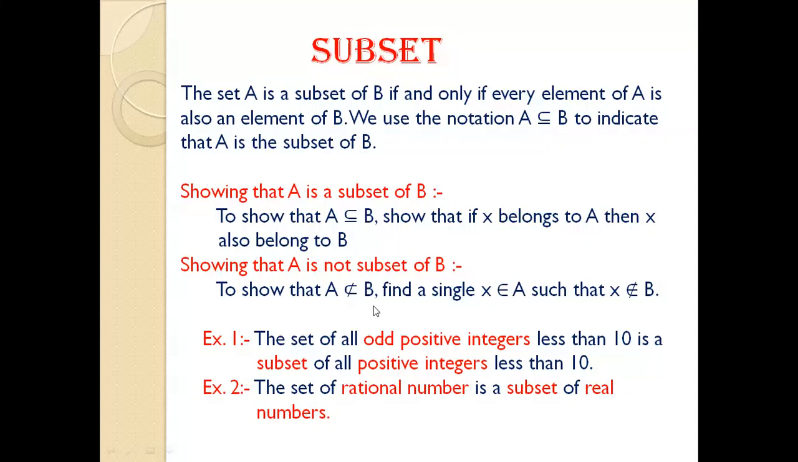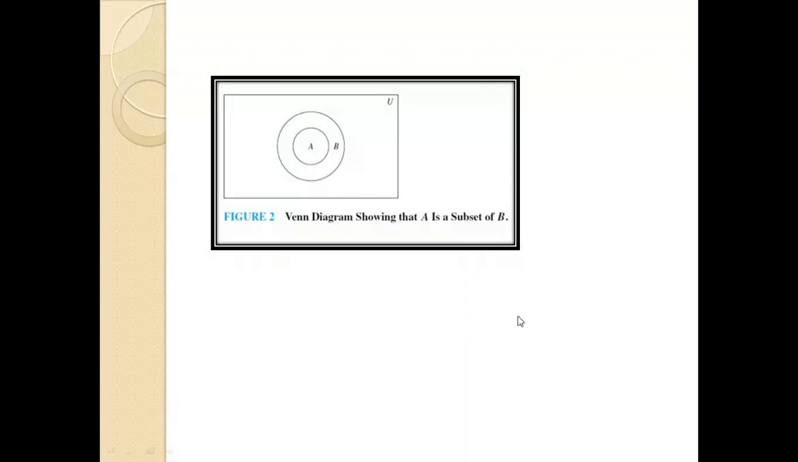Now we see examples. A set of all odd positive integers less than 10. So what is a subset here? It is a subset of all positive integers less than 10. And another example, the set of all rational numbers is a subset of the real numbers, because real numbers contain all numbers like rational, whole number and natural number. It is a diagram for better understanding the size of set.